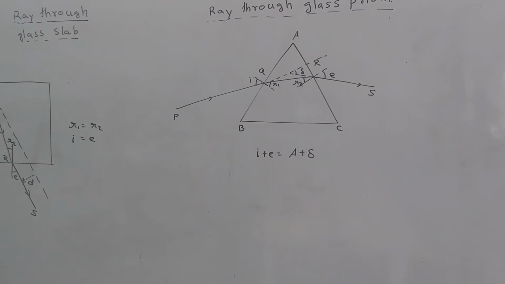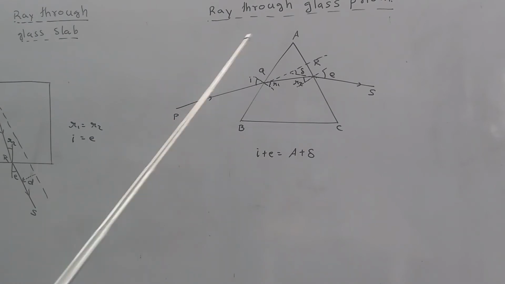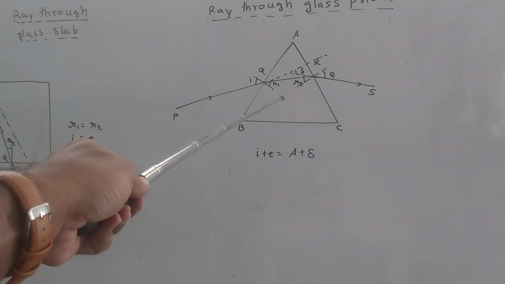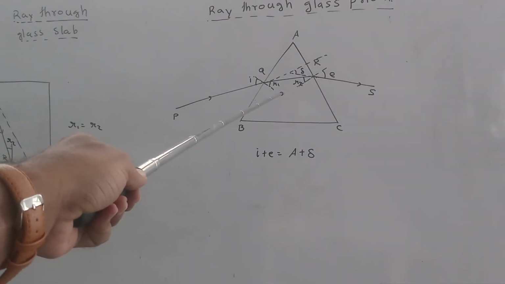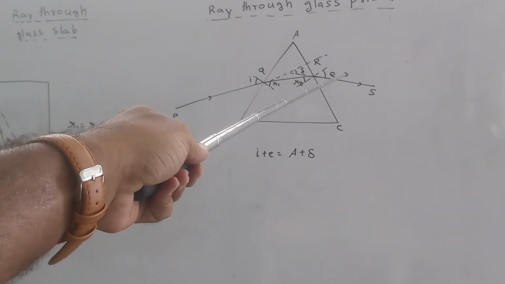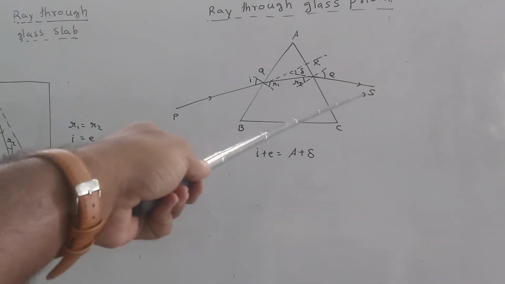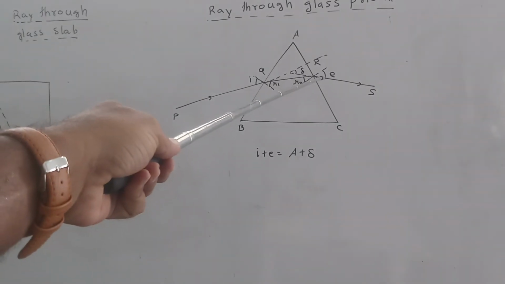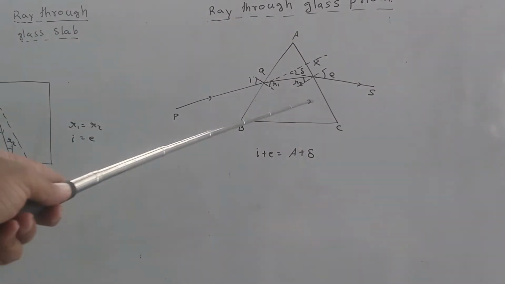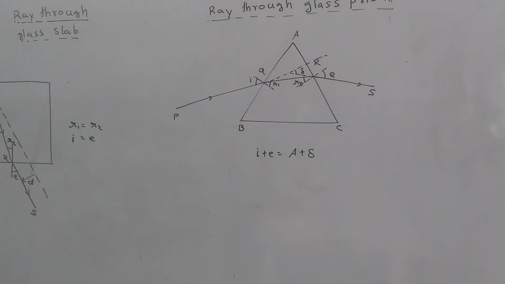Now see, I have marked some angles in this. This is angle I, the angle of incidence. This is angle R1, the angle of refraction, when the ray of light is going from rarer to denser medium. Again, going from denser to rarer medium, the angle of incidence is R2. And the last angle, which is the angle of refraction for the second refraction, I am calling the angle of emergence, the same way I called it in the glass slab.